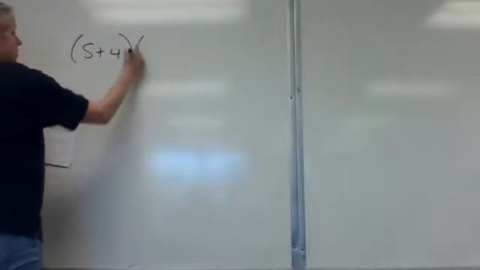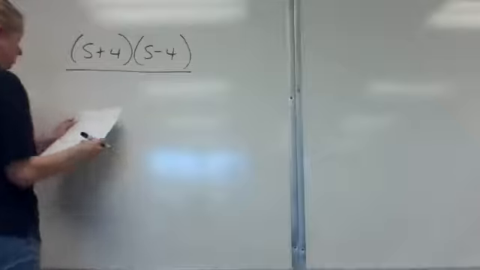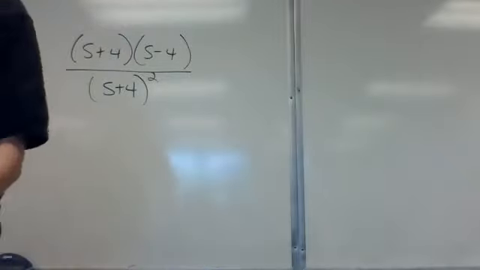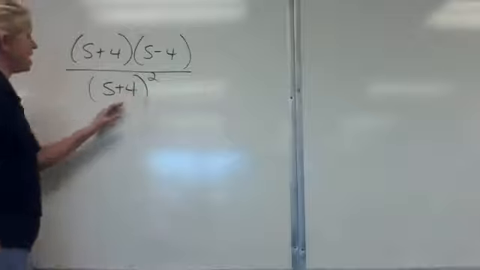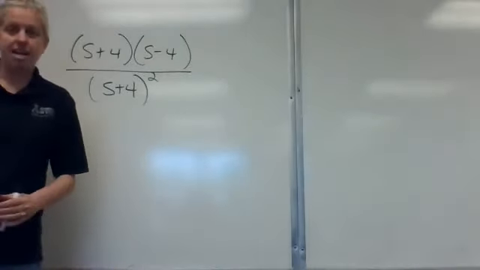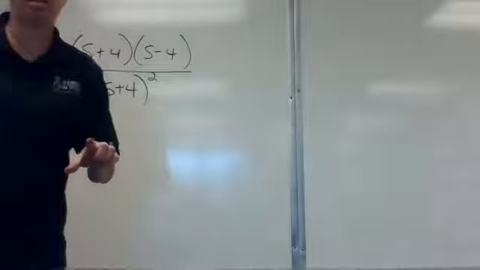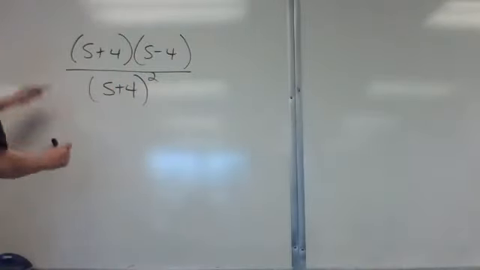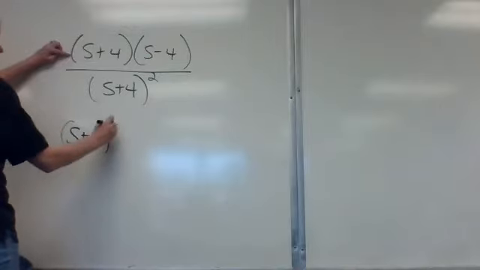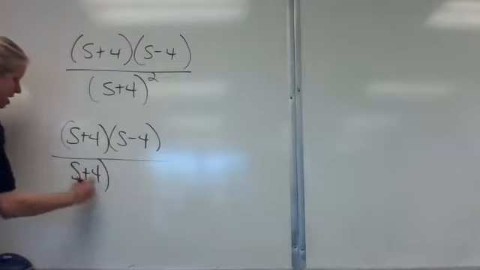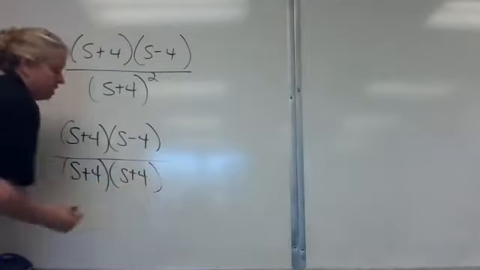you've got s plus 4, s minus 4 in the top, over s plus 4 squared. Now, think about this. What does s plus 4 squared mean? It means s plus 4 times s plus 4, right? So first things first, let's rewrite this with this denominator all the way written out. I still have s plus 4, s minus 4 in my numerator. In my denominator, if I wrote that all the way out, I'd have s plus 4 twice. That's what it would mean if it was squared.